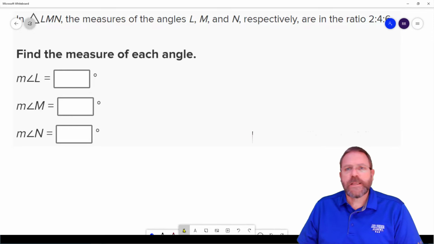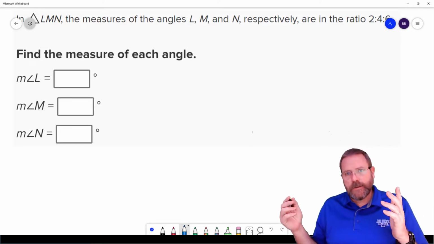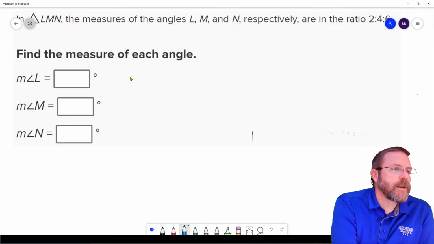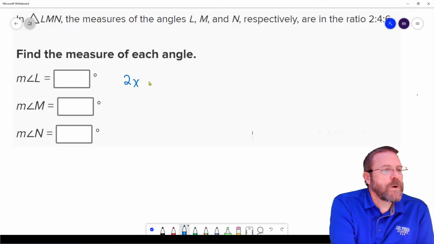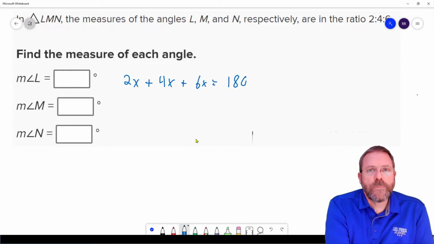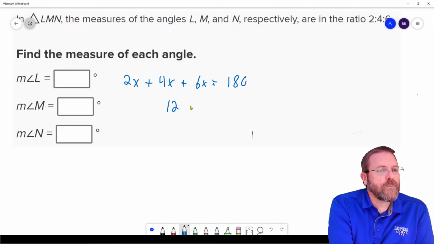Now, I'm going to skin this cat a couple of different ways. The first way is I'm going to let x equal my base number. It's going to be a little bit different than what they did. By doing that, I'm going to say that 2x plus 4x plus 6x is going to equal 180 degrees. From here, I can add those up. 2 plus 4 is 6. 6 plus 6 is going to be 12. So I have 12x is now equal to 180 degrees.